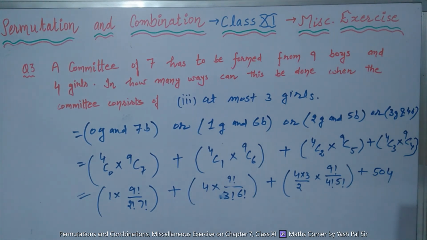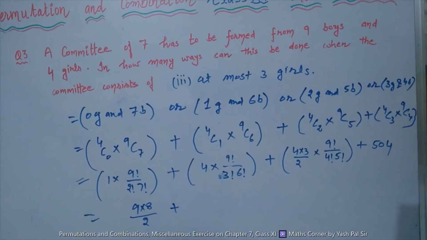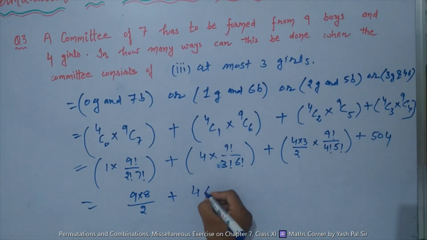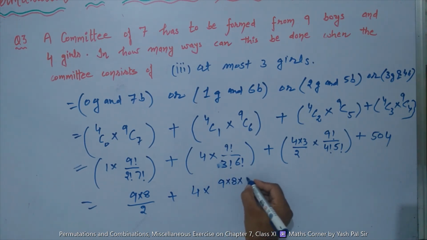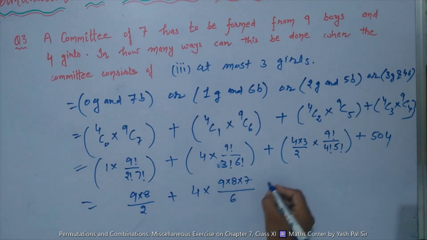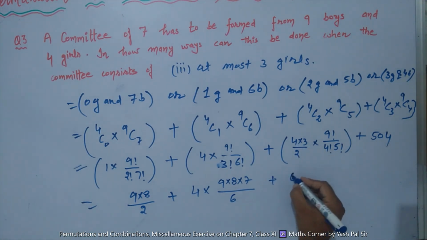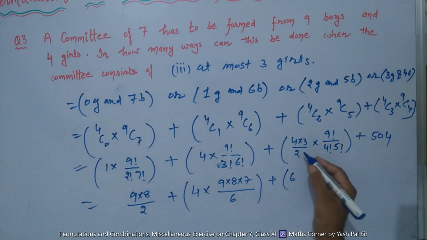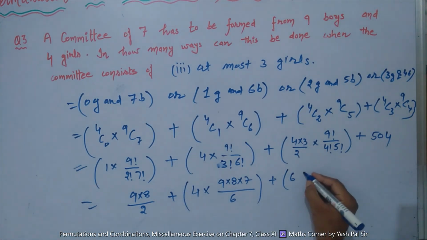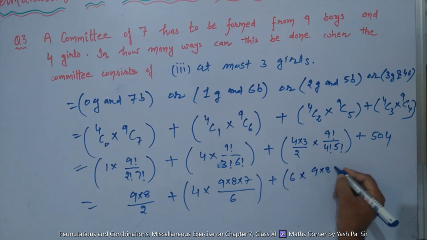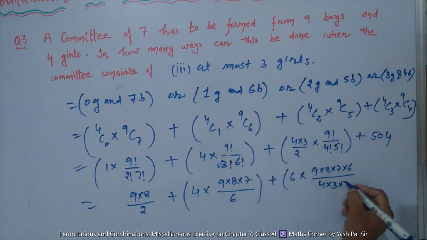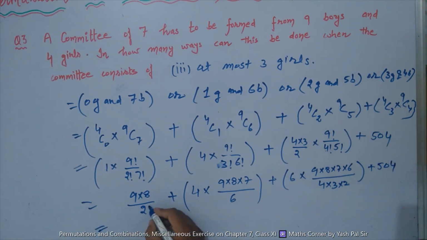504. So next time this becomes 9 into 8 upon 2 plus 4 into 9 into 8 into 7 upon 3 into 2 6, plus this becomes 6 into 3 into 2 6 into 9 into 8 into 7 into 6 upon 4 into 3 into 2 plus 504. Right? So this way we can calculate this.